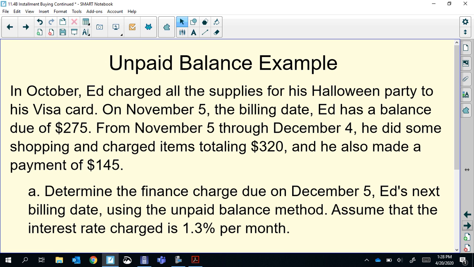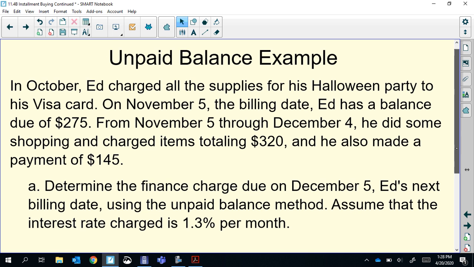In October, Ed charged all the supplies for his Halloween party to his Visa. On November 5th, the billing date, Ed has a balance due of $275. From November 5th through December 4th, he did some shopping and charged items totaling $320, and he also made a payment of $145. Determine the finance charge due on December 5th, Ed's next billing date, using the unpaid balance method. Assume that the interest rate charged is 1.3% per month.